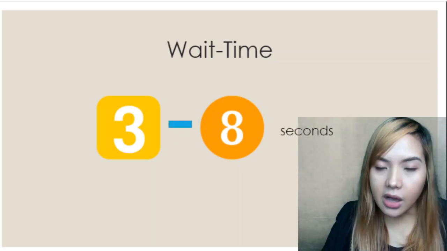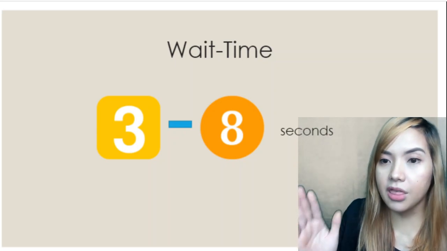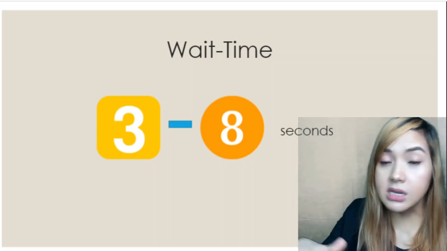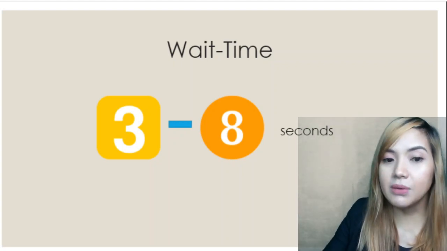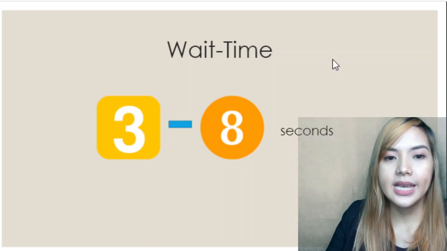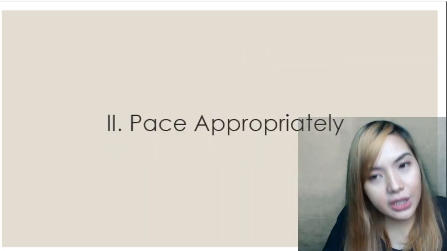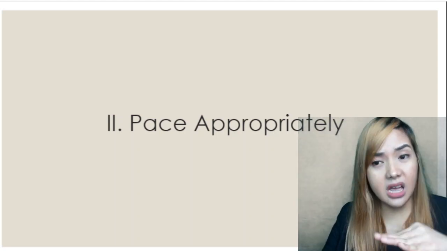Please note that not giving sufficient wait time can shut down students' thought process. It could frustrate the learner and discourage future engagement or participation. This can make accurate student assessments very difficult. Number 2 is pace appropriately. Should we teach lessons at the same pace every time?